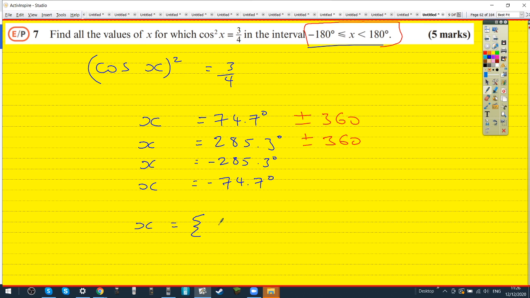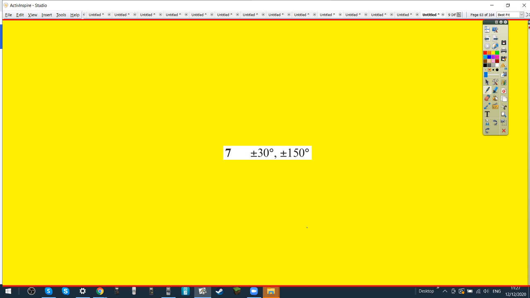74.7 minus 74.7. Great. And I'll just write it the short way. Great. So, any questions about that one? No. Yeah, so get the two main answers, and then, what's this?